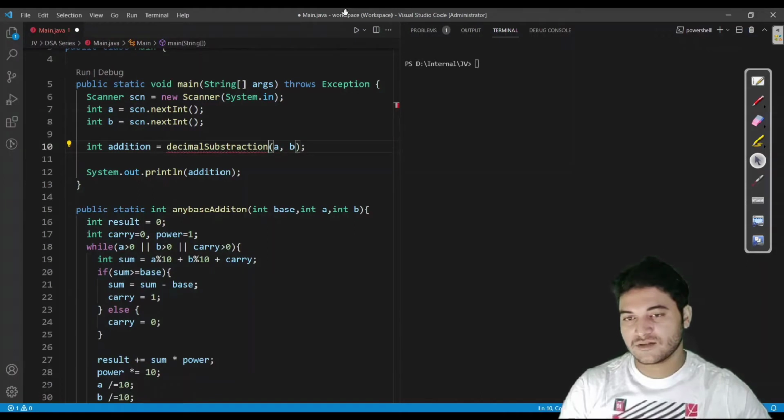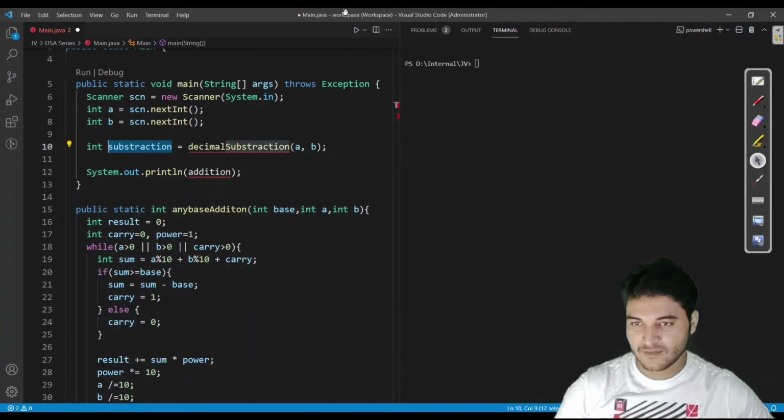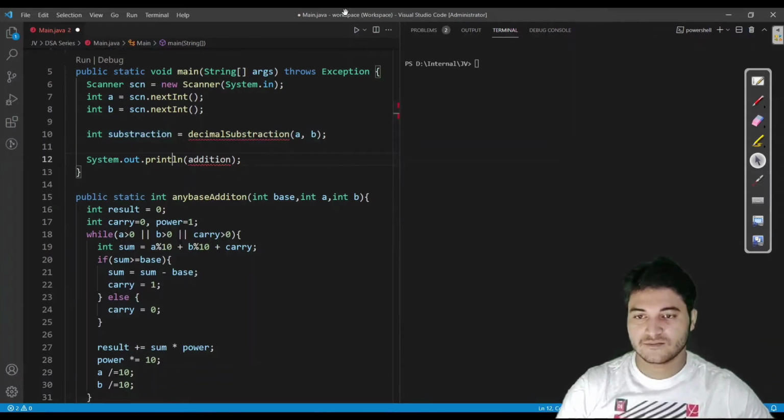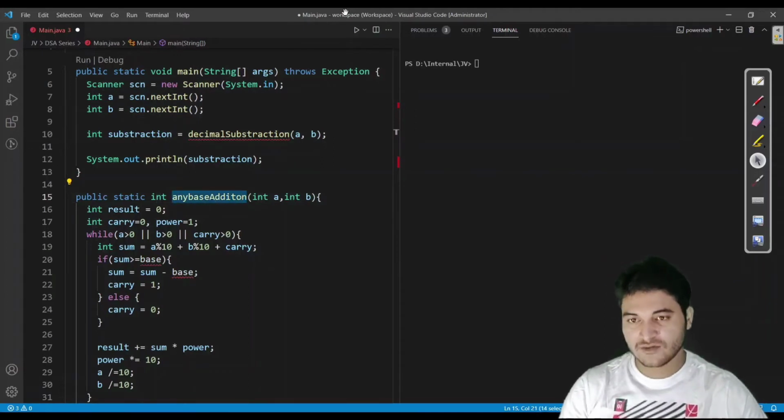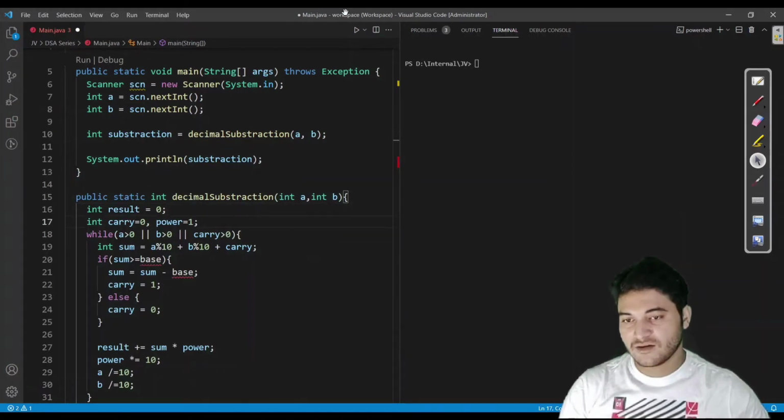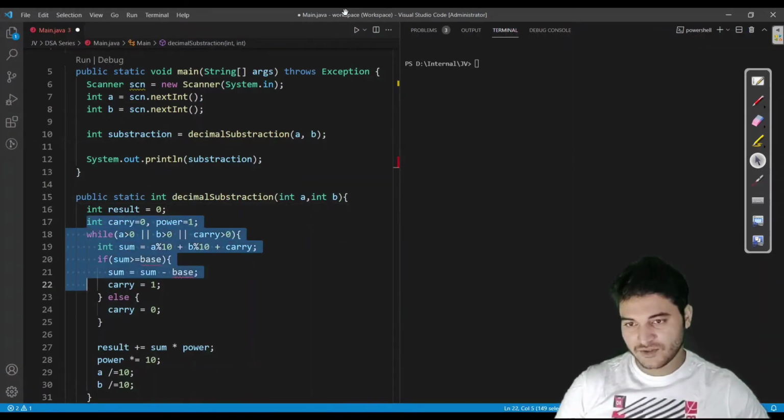We are passing just two numbers, and we are taking the result into subtraction, and we are just printing it. And inside this we do not have to take base, and also we have to change the name of this function, that is decimal subtraction. Fine. Now we would remove all of these.